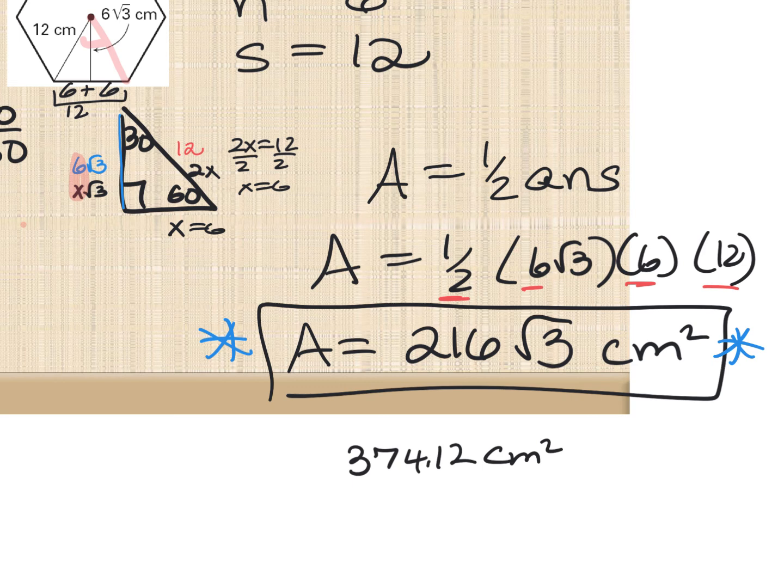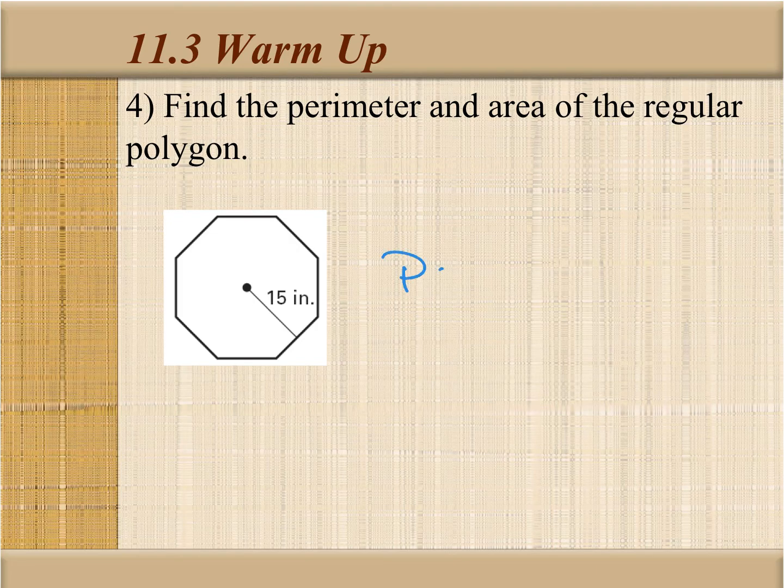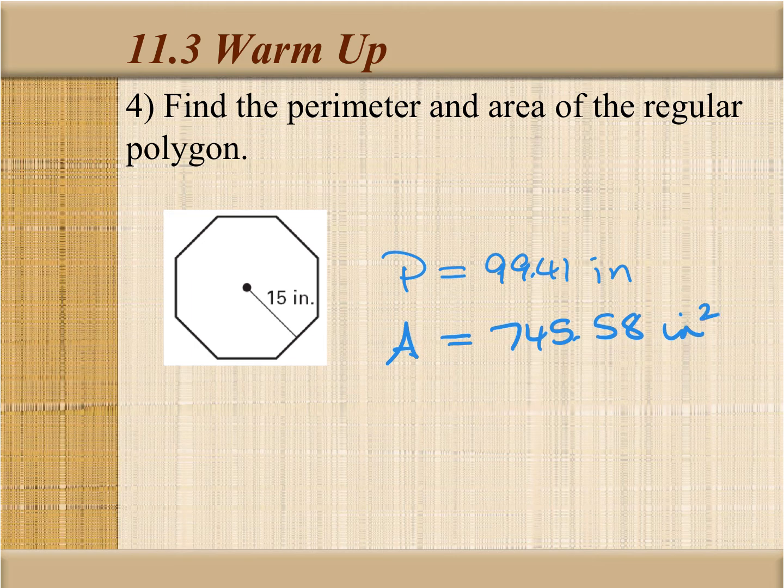Now I'm going to skip over example 4. You already did it. The perimeter here is 99.41 inches, and the area is 745.58 inches squared. I will not give you anything where you have to use sine, cosine, or tangent tomorrow. I will go back and rework this one when we start to get ready for the test. This will not be on the quiz tomorrow. You will not need to use sine, cosine, or tangent tomorrow.